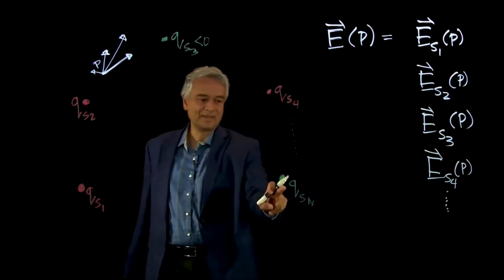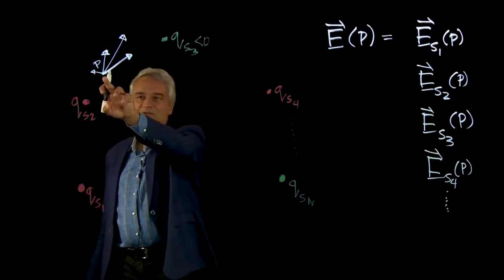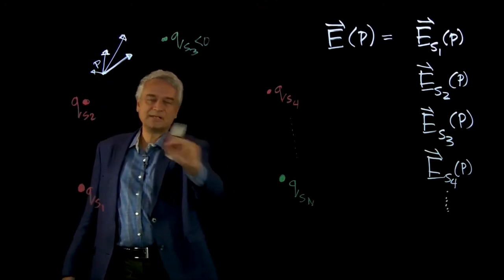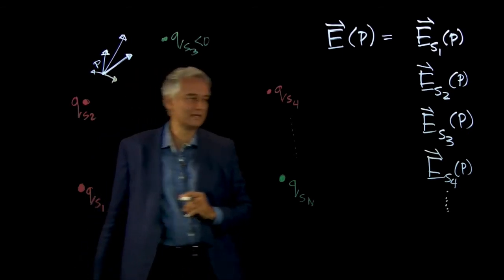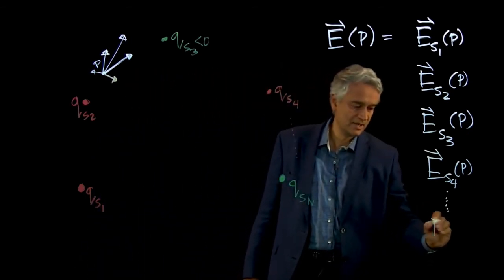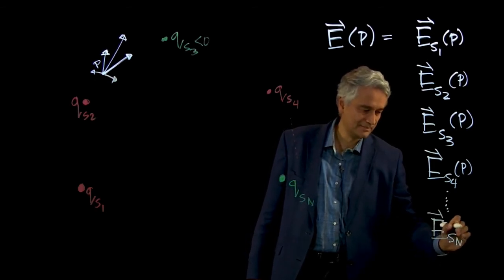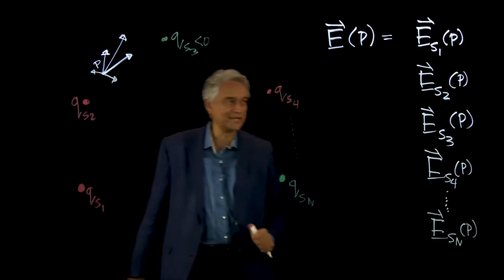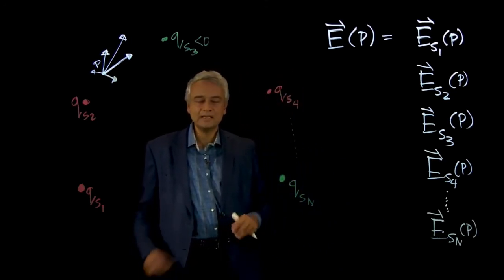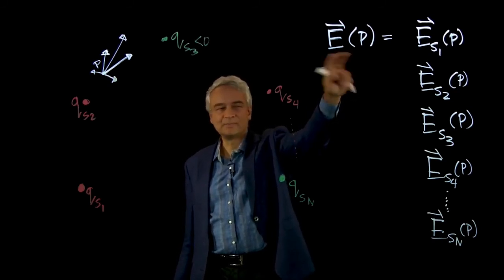And then I get to the nth one, source of charge here, QSN. That will create an electric field at the point P, which is pointing in this direction towards the source of charge because the source of charge is negative. And so here I have my nth vector, the electric field at the point P caused by the source of charge Sn. Now, what is the actual electric field at the point P?